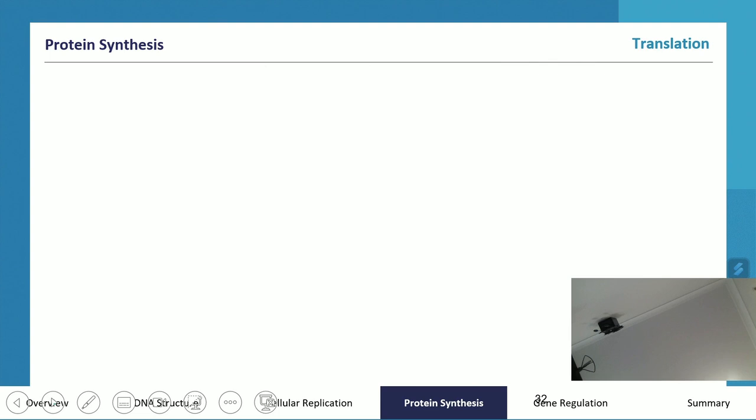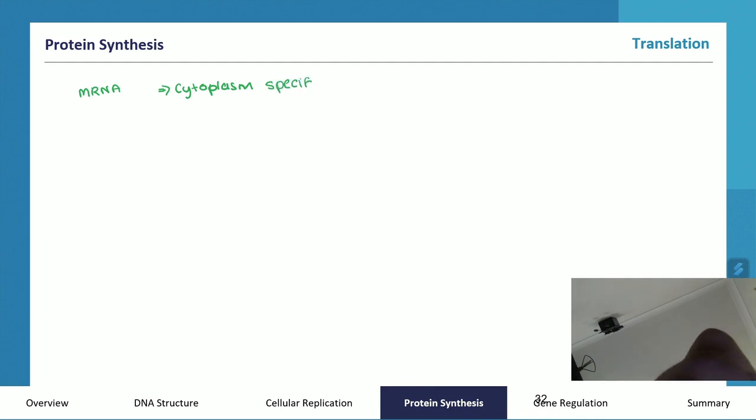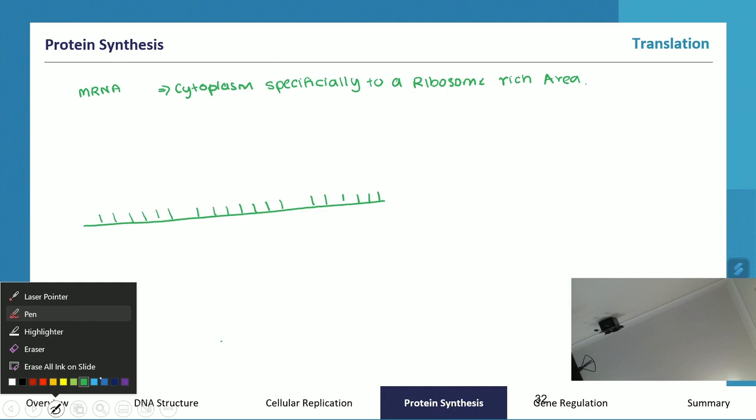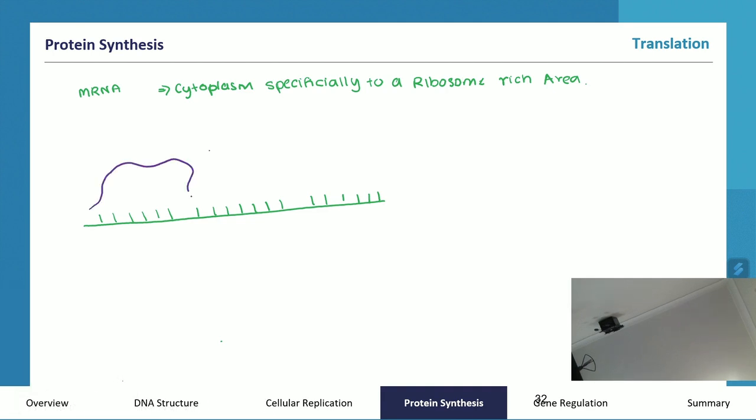After that, we end up in our final step, which is translation. So the mRNA strand is now brought into the cytoplasm of the cell, specifically in the area with ribosomes. So we end up with the mRNA strand right here. And then as it moves into the cytoplasm, a ribosome will come into contact with it. Imagine this is our ribosome.